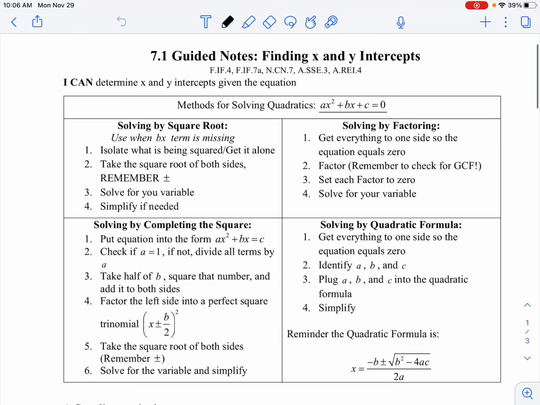Alright, so this first bit here is just a reminder. You have your quadratics, ax squared plus bx plus c equals 0, and then you have your four solving methods. Solve by square root, if your bx term is missing. Solve by factoring is always an option if it is factorable. If it's not factorable, you can always use solving by completing the square or the quadratic formula. Just a reminder on those.